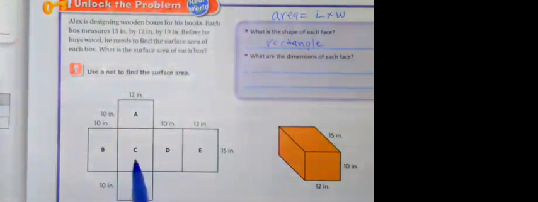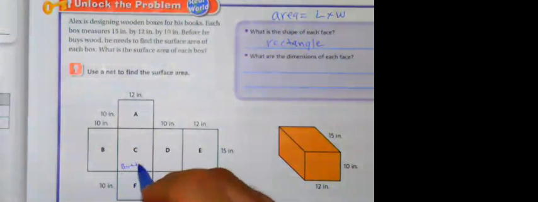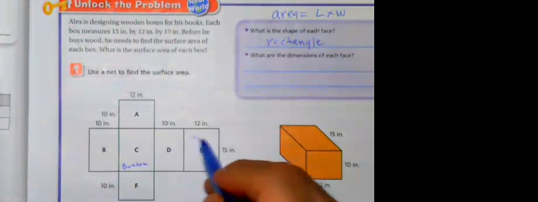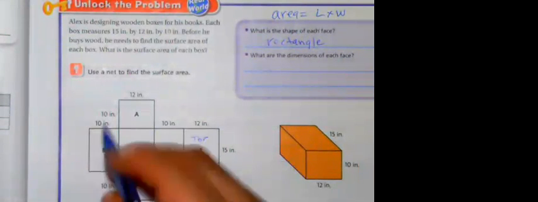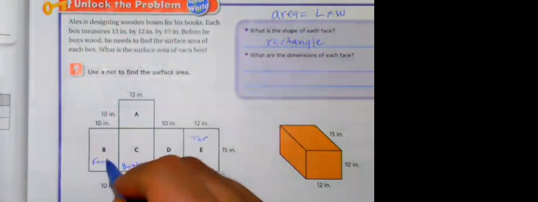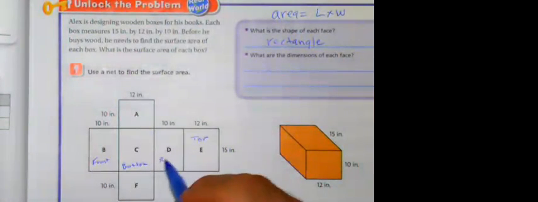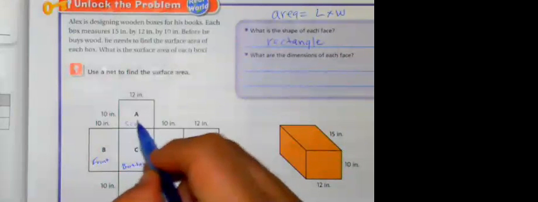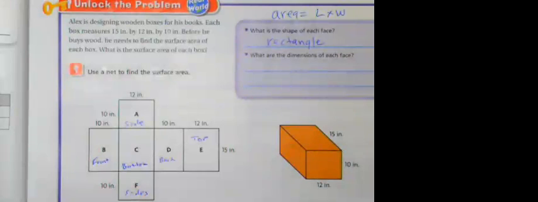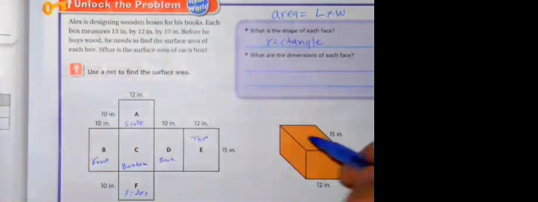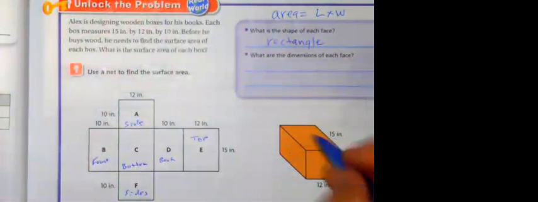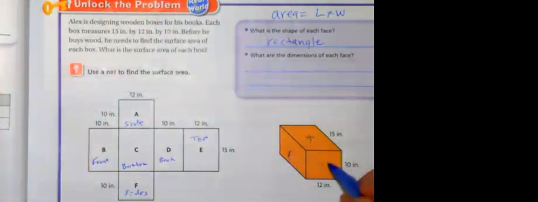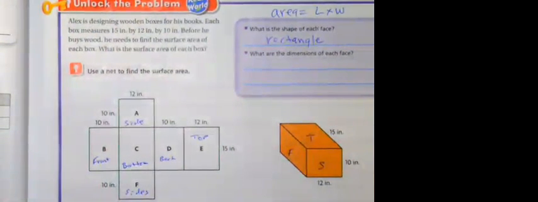So the C will be the bottom, and E will be the top, and B will be the front, and D will be the back, and A and F are your sides. So that's how I would look at it. So got your top, your front, and your side. So top, front, and side. Okay, and then you're going to take each of these rectangles and you're going to find the area. So find the area of each face.